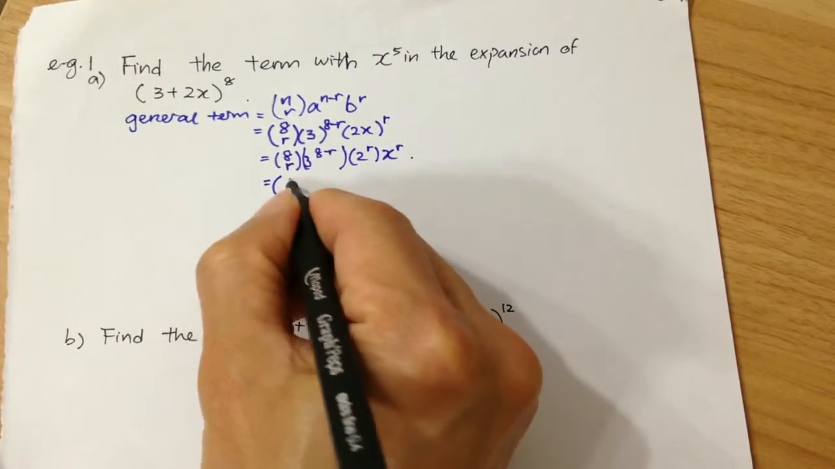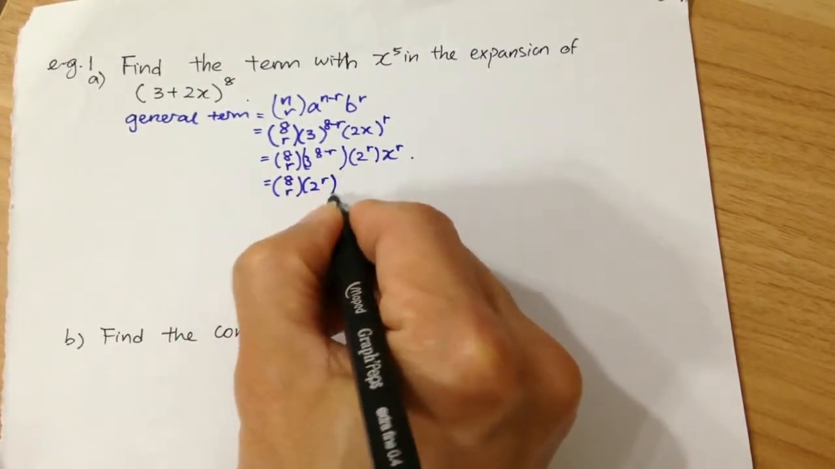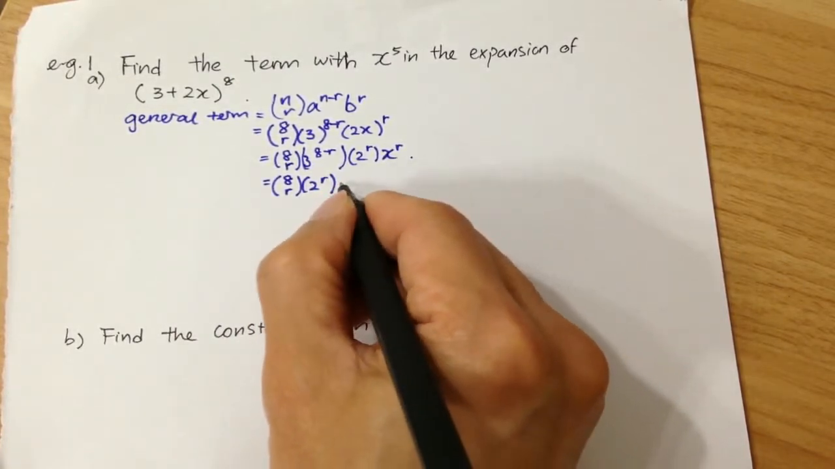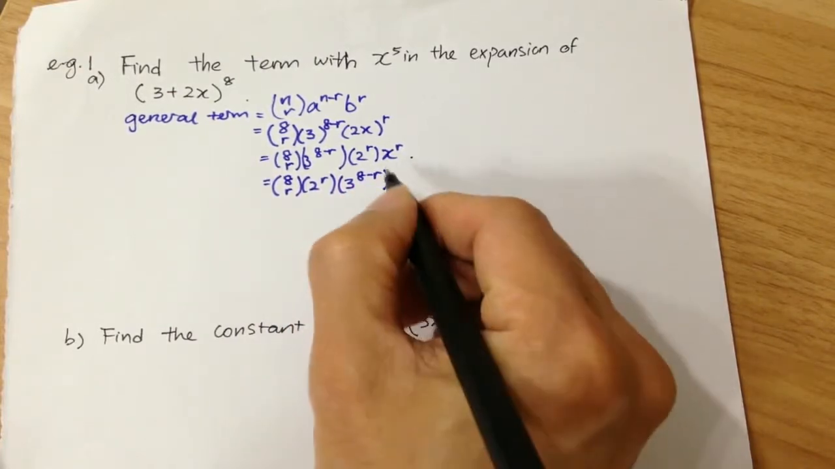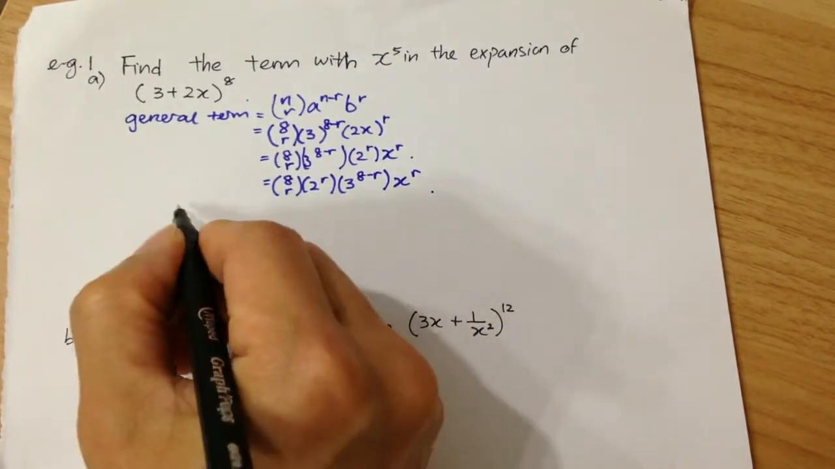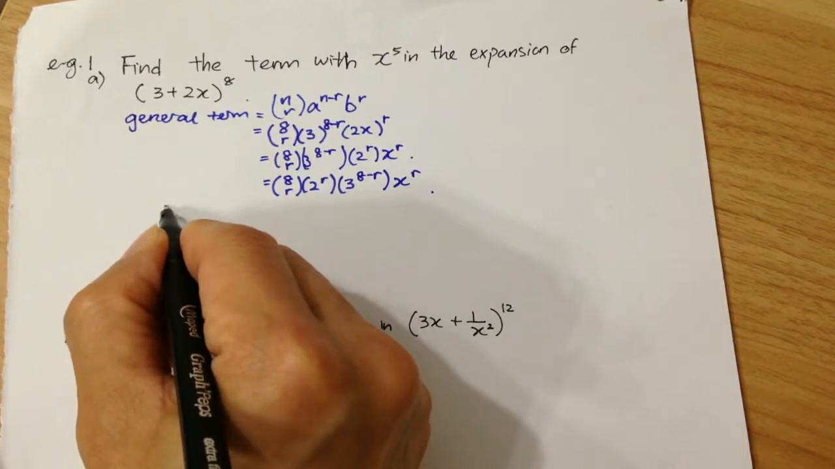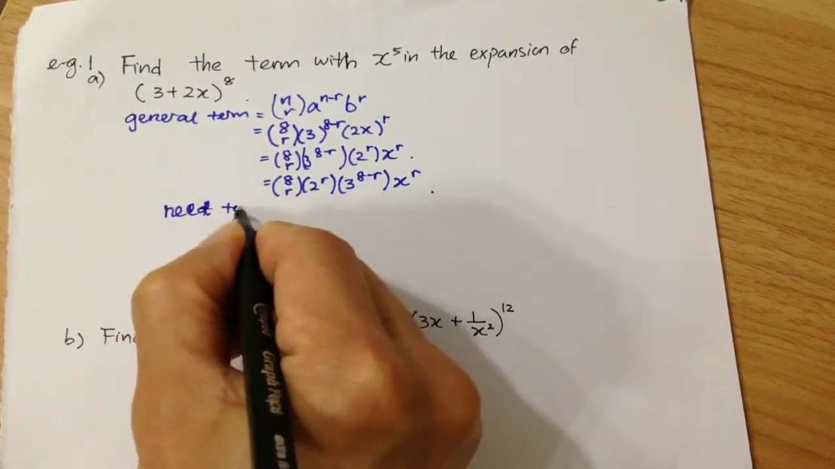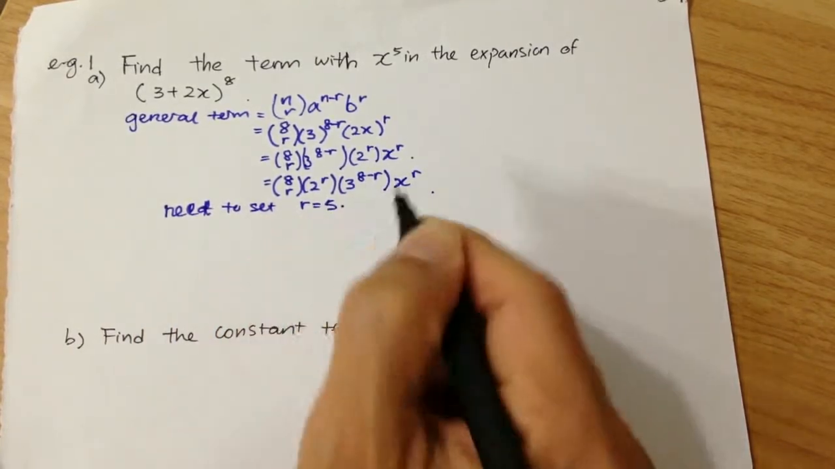So now we group the numbers together. 8Cr is just a number, 2 to the power of r is a number, and 3 to the power of 8 minus r is also a number, and x to the power of r by itself. And we want the term x to the power of 5. So we need to set r to be 5.